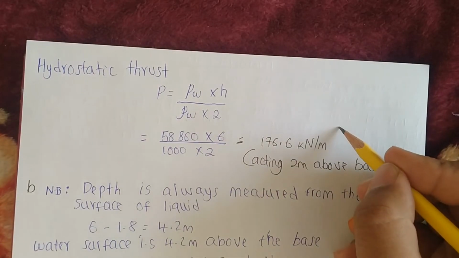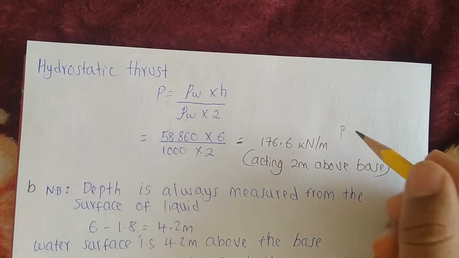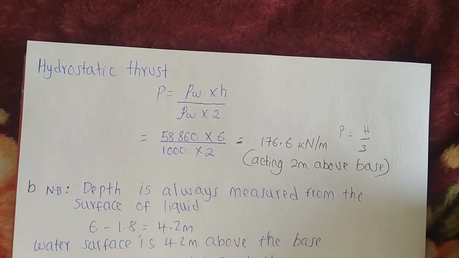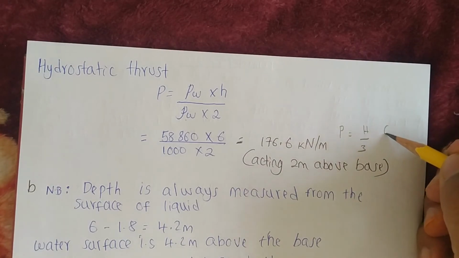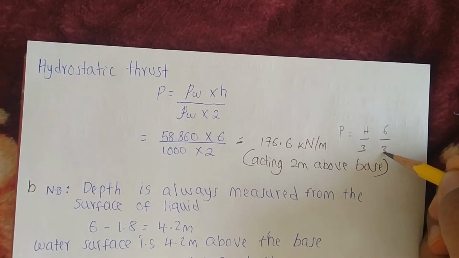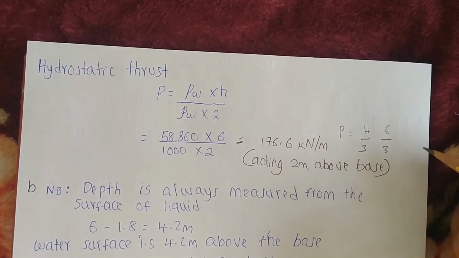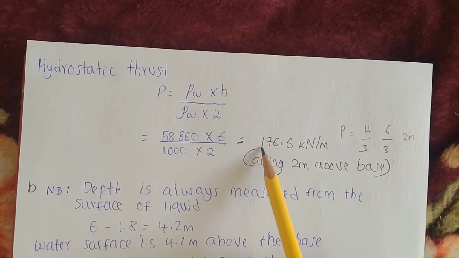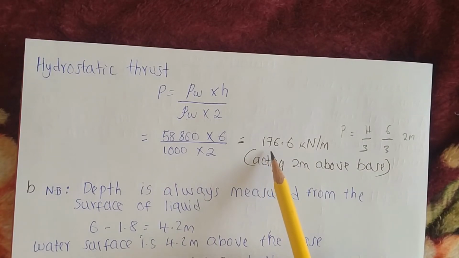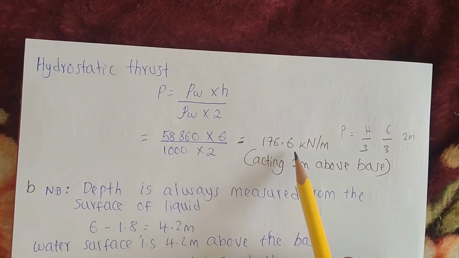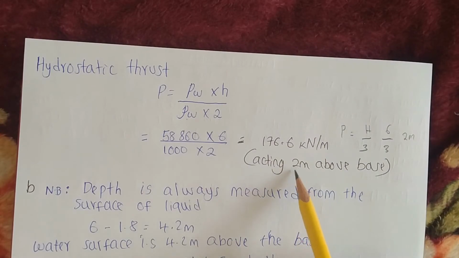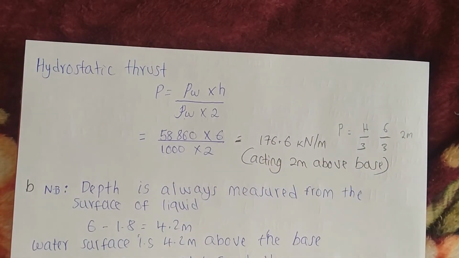When you want to calculate where it is acting, our distance will be equal to H over 3. For our case, our H is 6 meters over 3. So our distance will be 2 meters. This means that this hydrostatic thrust of 176.6 kilonewtons per meter will act at 2 meters above the base.